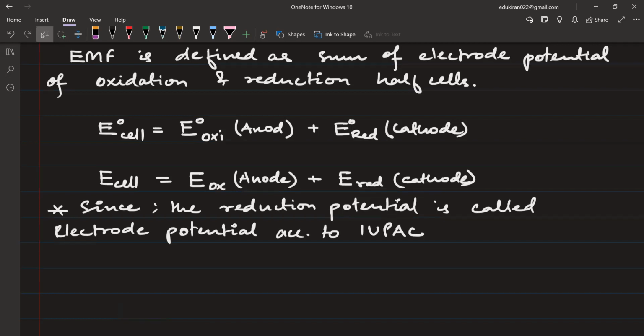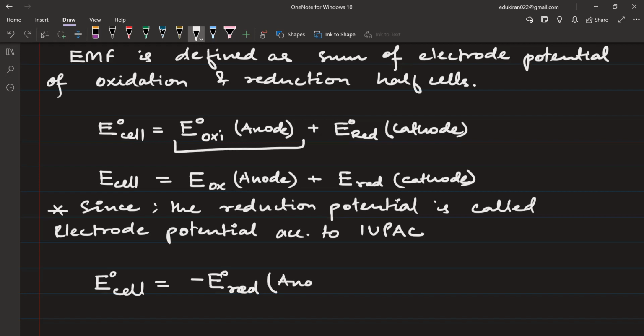Now what we are going to do is take the E naught reduction of both the things. Now see, E naught cell will be equal to, what is this E naught? Is it oxidation? Yes or no? Please tell me. This is E naught oxidation. So how can we write its E naught reduction? Minus E naught. Any problem with the anode? Same thing I have written. Yes or no? Plus E naught reduction. Now we are only taking reduction because IUPAC has said so for the cathode.